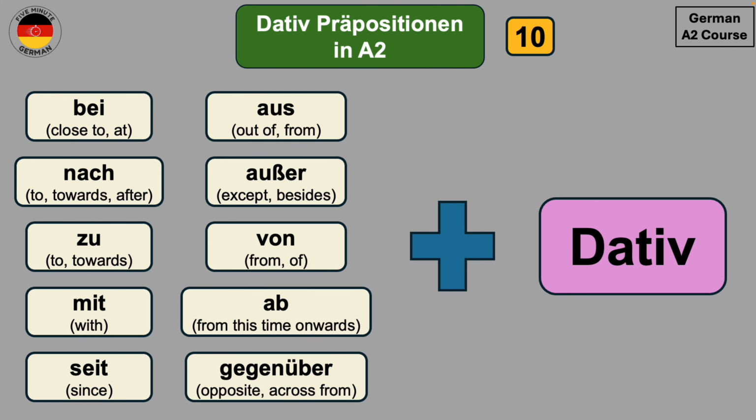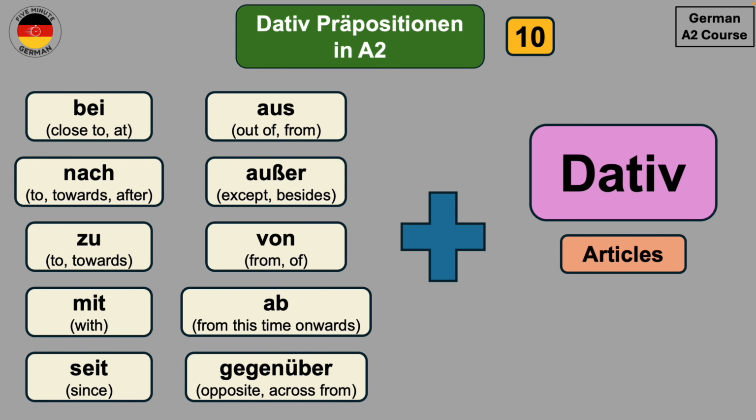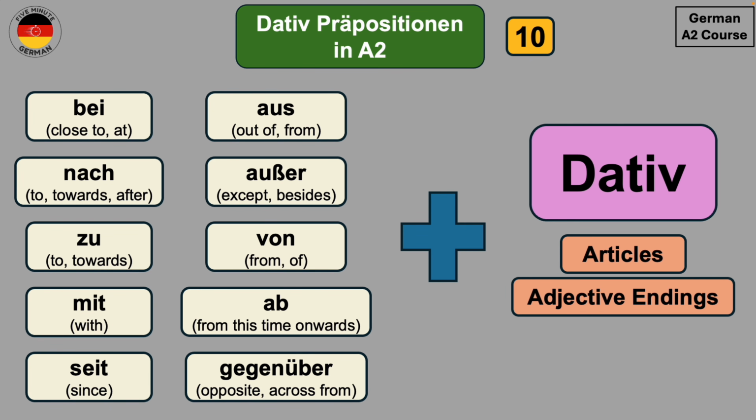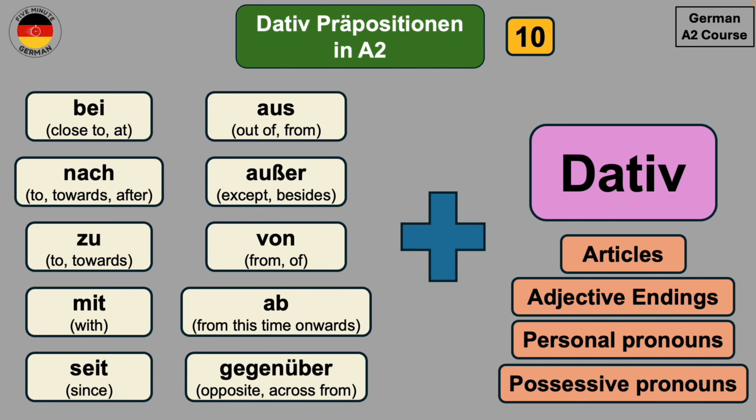This means that whenever we use articles with these prepositions, then they will be in the dative form. The adjective endings will always be in the dative form. Same will be the case for personal pronouns. We will use the dative personal pronouns. And the possessive pronouns will also be in the dative form.